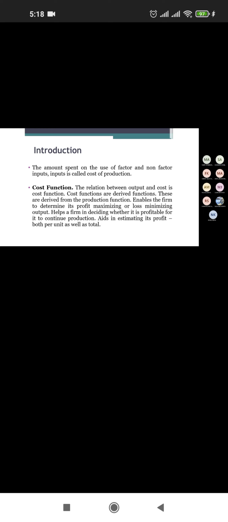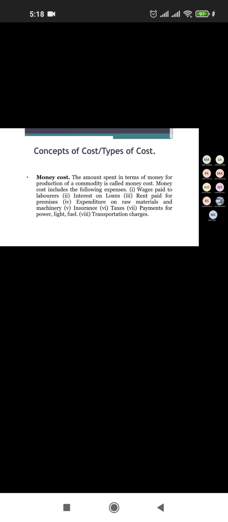Understand? Now we start the concept of cost, and types of cost. First of all, we look at the money cost. What do you mean by money cost? The amount spent in terms of money for the production of a commodity is called the money cost.